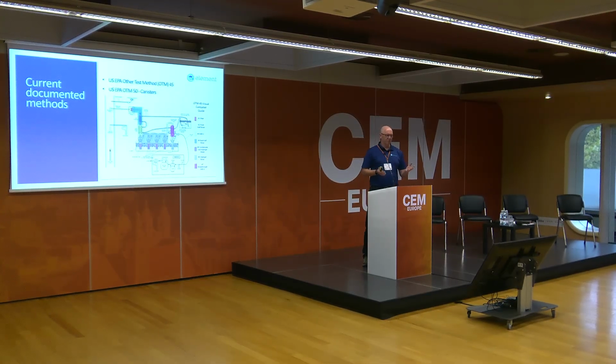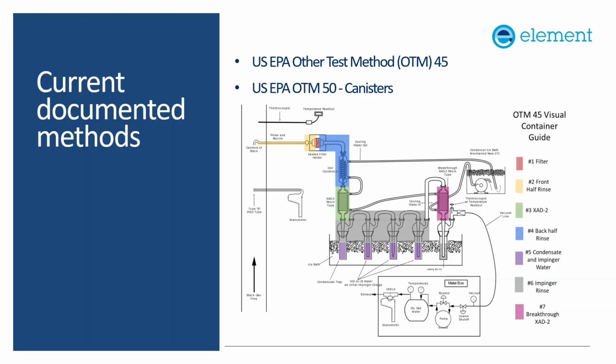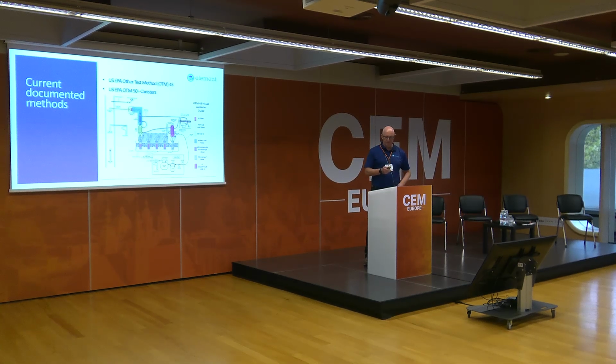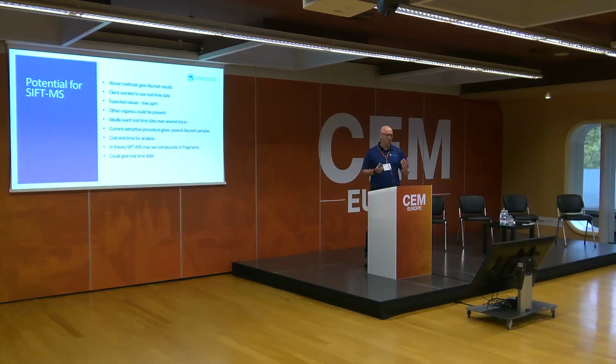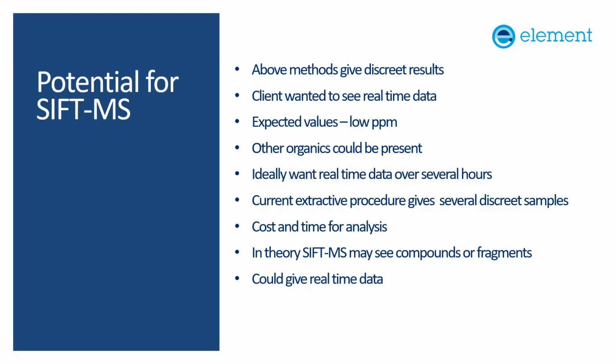So we know that there's published methods out there for PFAS. We've seen them in the first presentation. There's obviously other ones now, French, Belgian methods as well. So we knew we could use them, but they give discrete results. So you sample for a period of time, 3 hours, 6 hours, get a result.